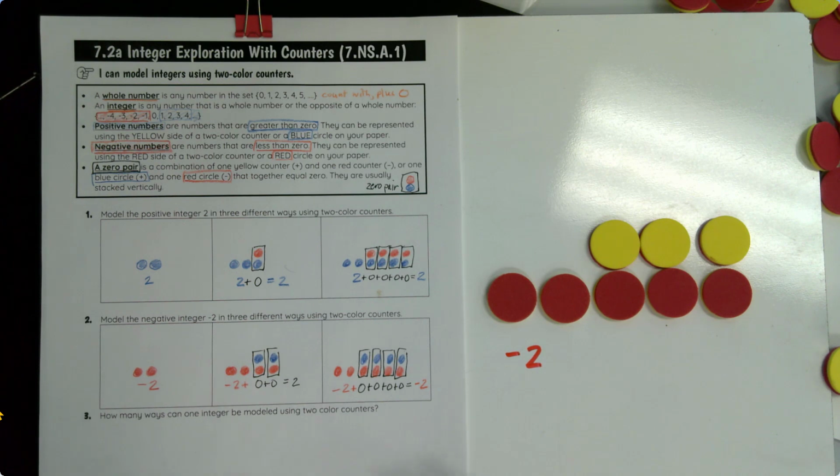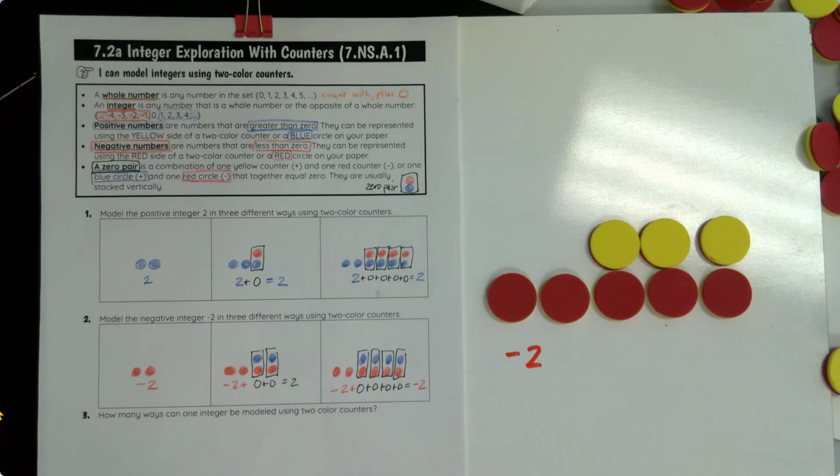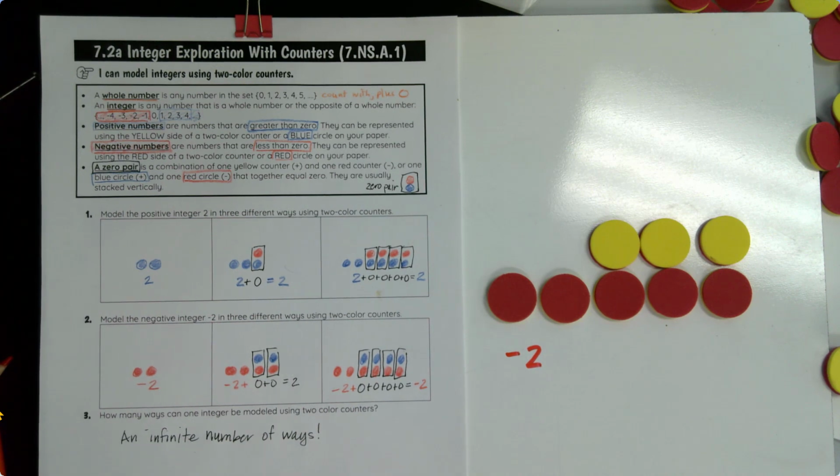So if we look at number 3 in our notes, it says, how many different ways can one integer be modeled using 2 color counters? Well, the answer is an infinite number of ways, because you can add as many zero pairs as you want.